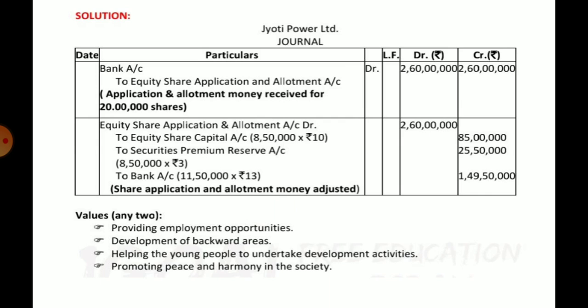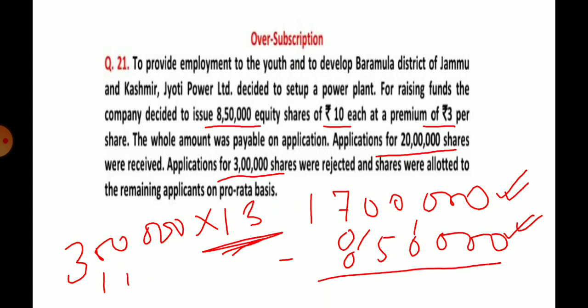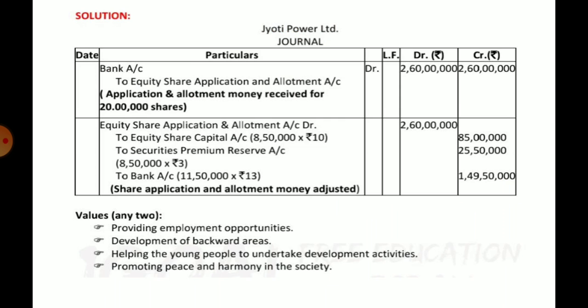In this question, the values of the company are also asked. So here the company is trying to develop Baramulla district of Jammu and Kashmir, so it will be providing employment opportunities, development of a backward area, helping young people to undertake development activities, and promoting peace and harmony in society. So this is a very important question.